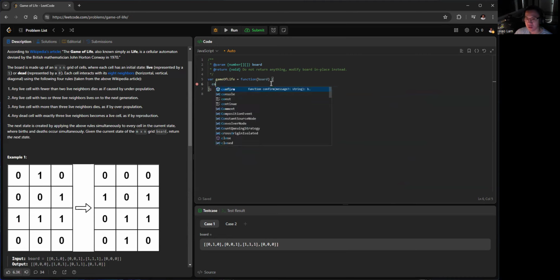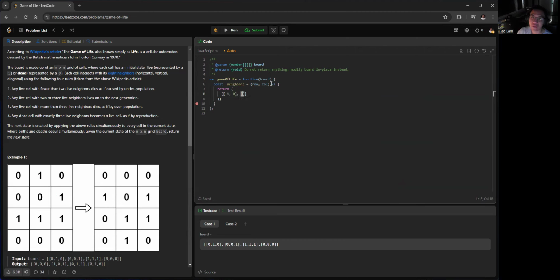So yeah, let's begin to code this up. We need our neighbors function, taking the row and the column. We can return the neighbors. We can have our directions here. We have the neighbors in a direction, right? So negative 1, 0, 0.